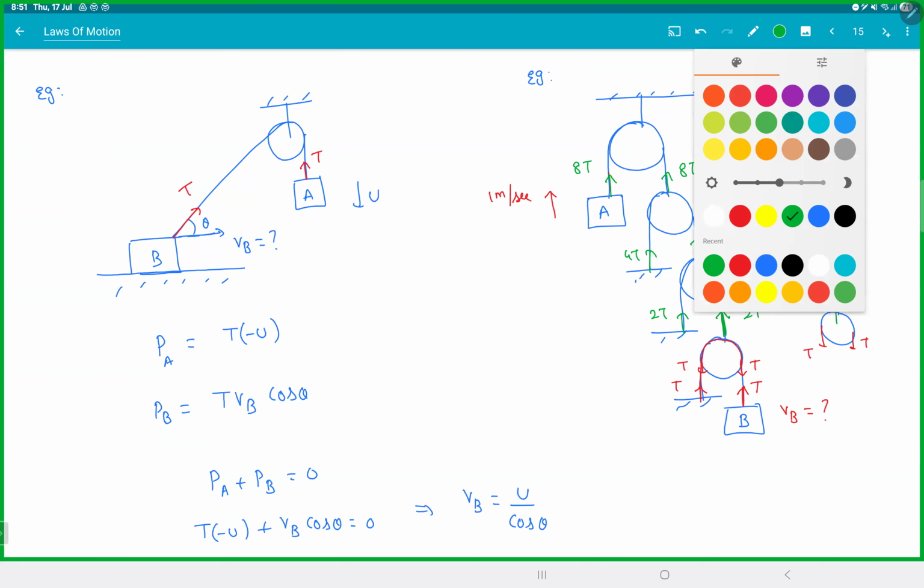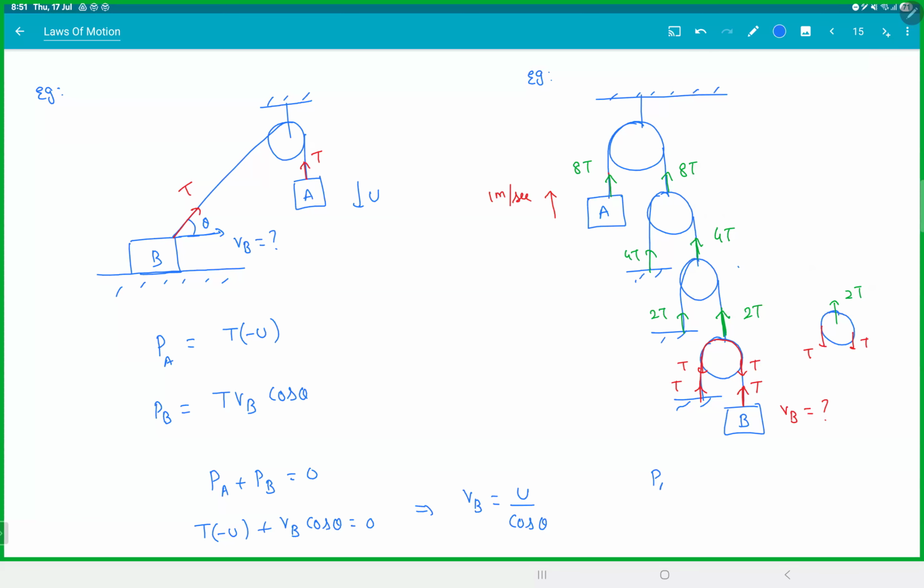So power of A will be 8T into 1. Power of B will be T into VB. I'm assuming it is going up. Total power must be 0. 8T plus TVB is equal to 0. So we will get VB is equal to -8. Minus indicates B is going down. So if that block goes up with 1, this B will come down with 8 meters per second.